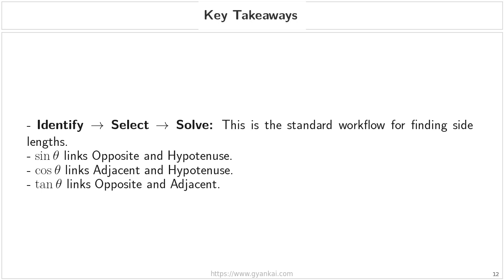Next, let's quickly recap the trigonometric links. Use sine theta when you are working with the opposite side and the hypotenuse. Use cosine theta when you are connecting the adjacent side and the hypotenuse. And finally, use tangent theta when you need to link the opposite and the adjacent sides.